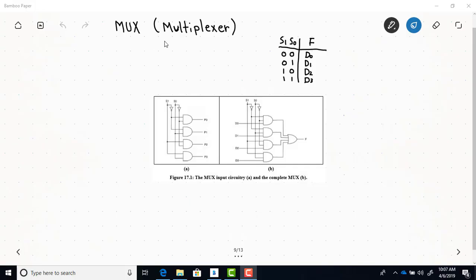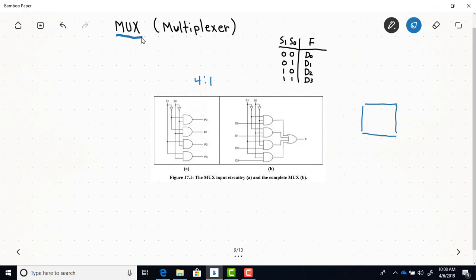So here I'd like to talk about what a multiplexer is. Multiplexer for short is called a MUX, and these diagrams from Dr. Mealy's text show the logic circuitry of a MUX. The schematic symbol for this MUX, which is a 4-to-1. The 4 refers to how many inputs. You can see right here there's 4 D inputs, and the 1 refers to just the single output.